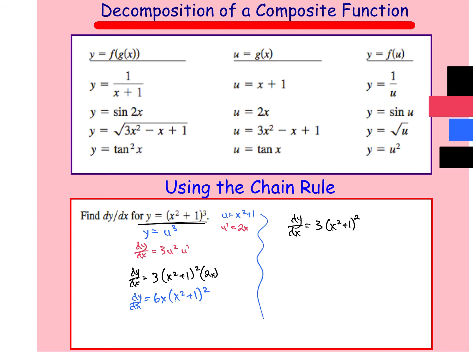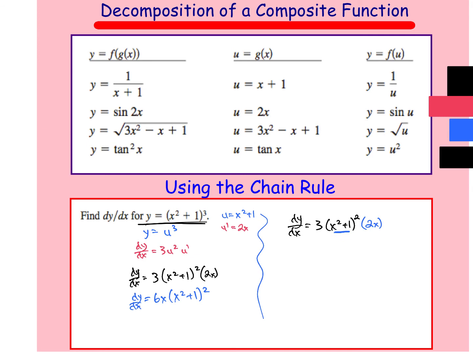And then, because of my chain rule, I take the derivative of the innermost composite. So what's the derivative of x squared plus 1? A 2x. So a 2x pops out. And one thing I want to caution you on is that this is being multiplied. Okay, it's not being added. Does everybody hear that? All right, it's being multiplied.